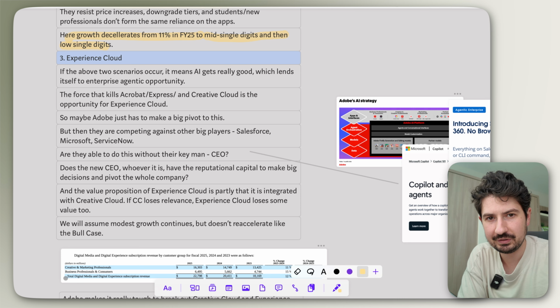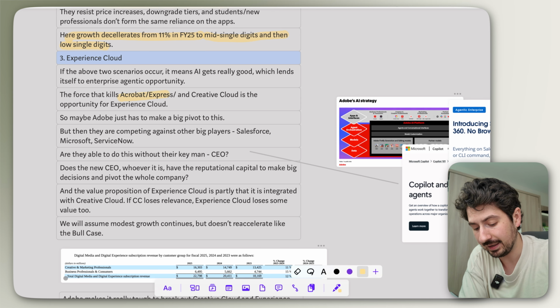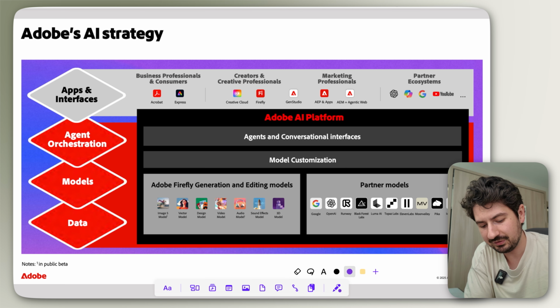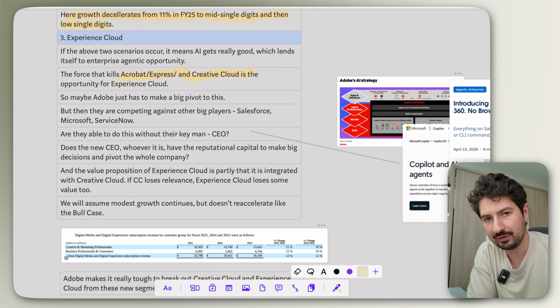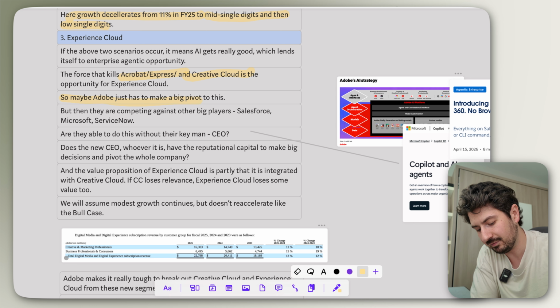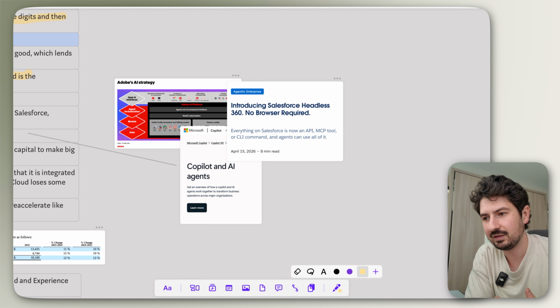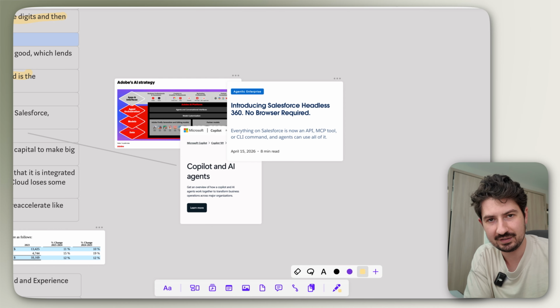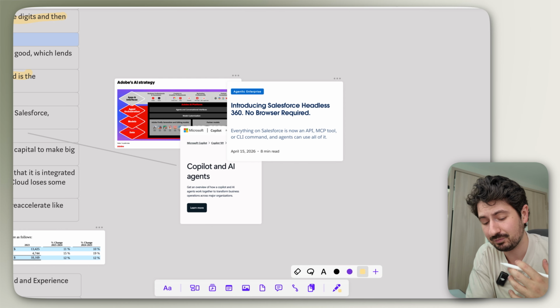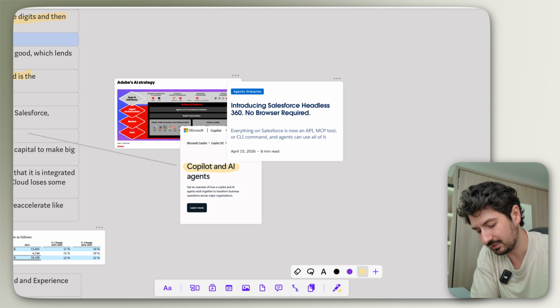And then thinking about Experience Cloud, if the last situation occurs, it means that AI got really, really good. And that does lend itself to the agentic enterprise opportunity, I think. We're basically saying that AI is good enough to kill Acrobat, Express, and Creative Cloud, but that also means that this agent orchestration business model for enterprises is probably able to function pretty effectively as well. So maybe in the bear case, Adobe just has to make a big pivot to this as their business model. The problem is that in this space, they're not the first to market, they're not the industry standard already, and they're competing against some pretty heavyweight alternatives like Microsoft and Salesforce.